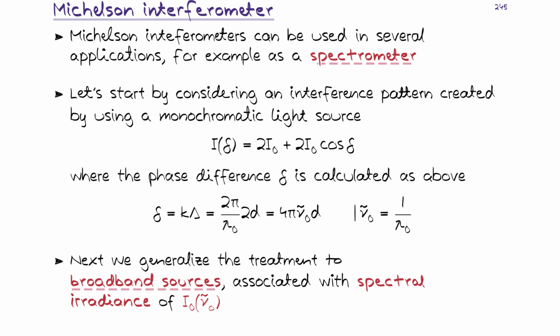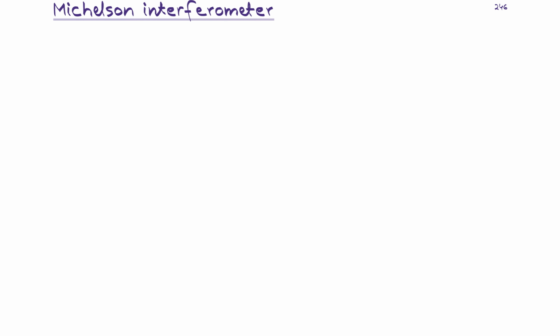And now we are ready to generalize our treatment to a broadband source. We are thinking that our broadband source has some given irradiance distribution, and this is a function of frequencies. So this is what we are now thinking. What we are doing with this kind of broadband source is shining it into our unknown sample, and then measuring how much light is getting transmitted through the sample.